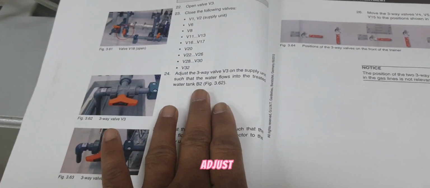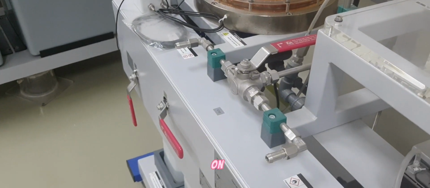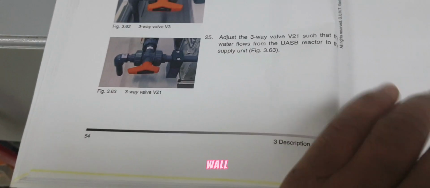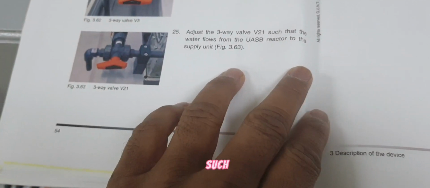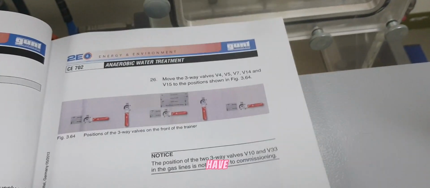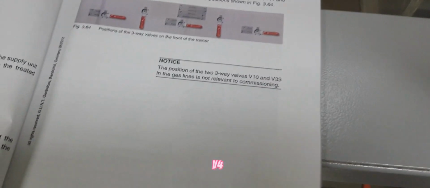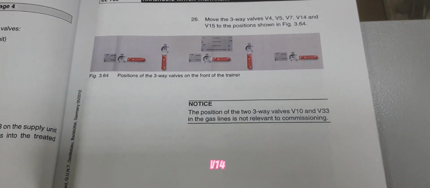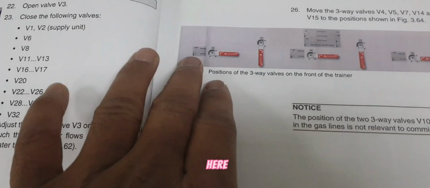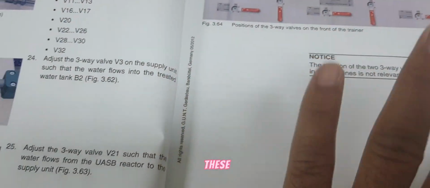Then we have to adjust the three-way valve V3 on the supply unit, and then adjust the three-way valve V21 such that the water flows from the USB reactor to the supply unit. Then we have to move the three-way valves V4, V5, V7, V14, and V15 to the position which is shown here. Make sure they are in these positions.